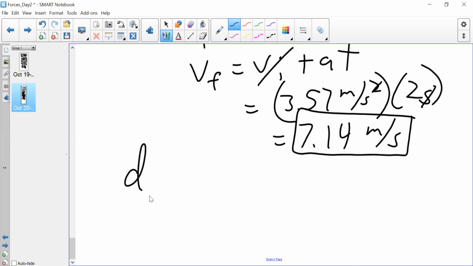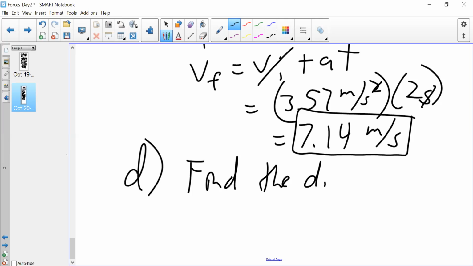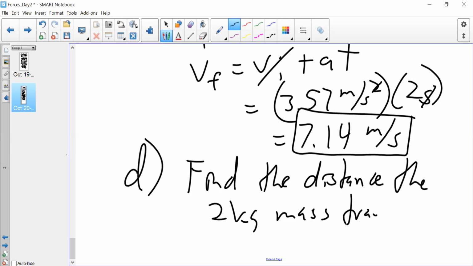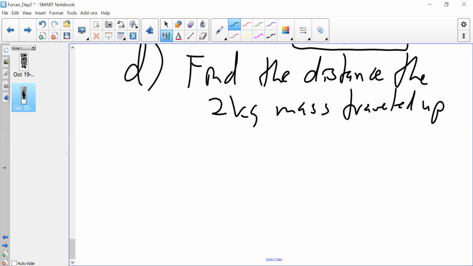Part D. Start getting creative. Find the distance the 2 kilogram mass gobbled up. Go for it. You have its uniform acceleration, you have the time, and the initial speed is 0.